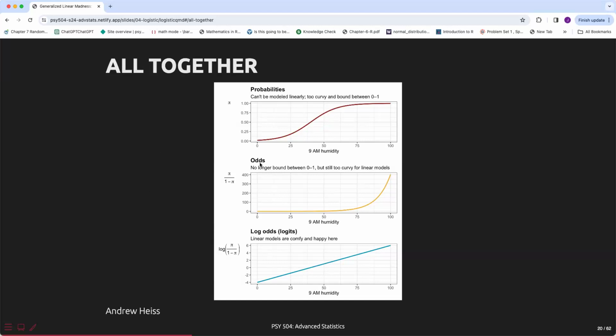So just to summarize, right? We're interested in probabilities, but we can't model those linearly. They're too curvy and they're bounded between 0 and 1. We could take the odds, but that still won't work. It's still too curvy for linear models. What we could do is take the log of the odds, and then this allows us to put this into our linear model and make inferences. And then we can transform back to probabilities, which I think is super cool.